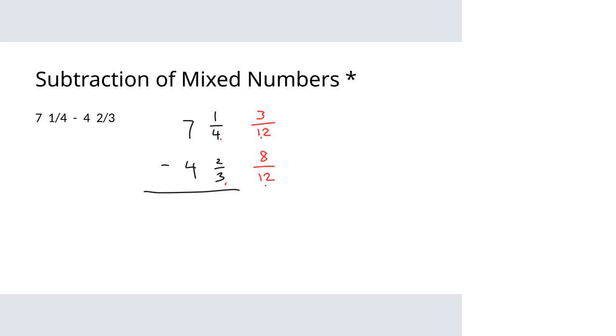3/12 minus 8/12 is something I can't do, so I'm going to have to borrow. I'm going to borrow from this 7 and make it a 6. And what I'm borrowing is a 1, which is 12/12. So what I've done now is rewritten my mixed number as 6 and 15/12. 15/12 has the same value as 7 and 3/12.